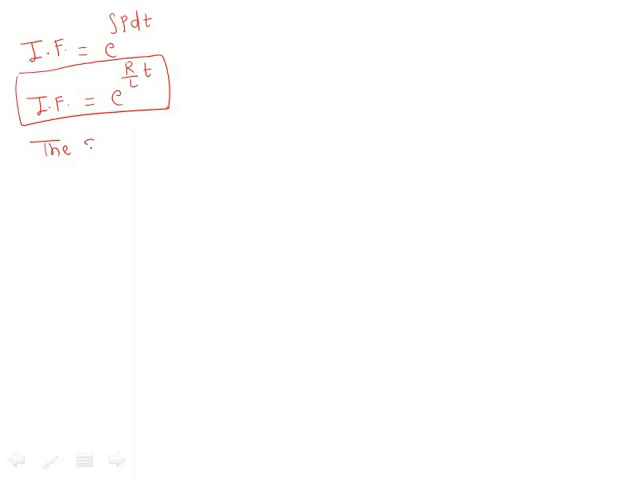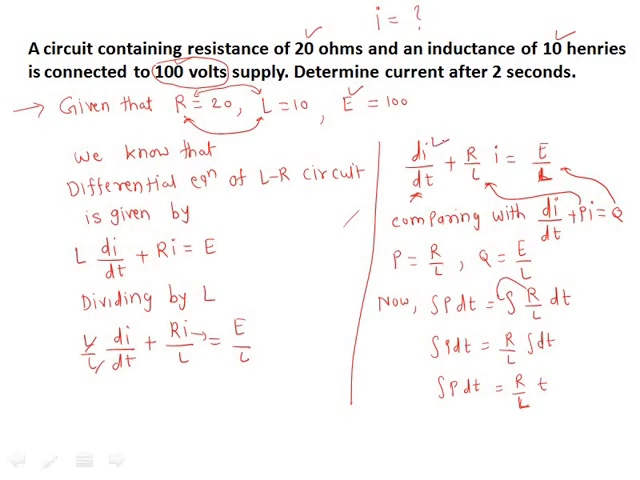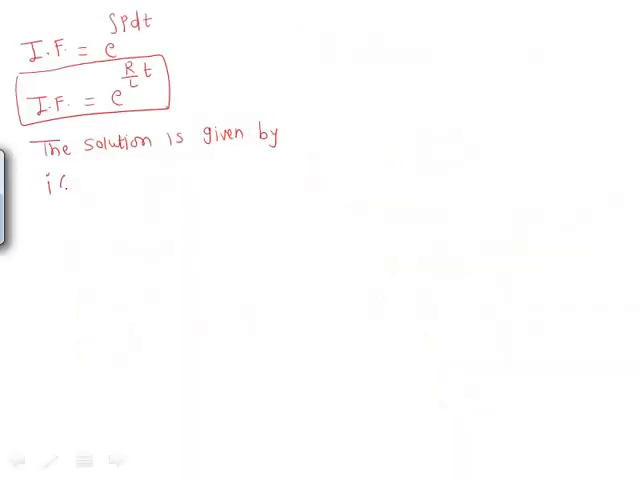The solution of this linear differential equation is given by, as we have already studied in unit number 3, the solution of a linear differential equation is given by, here I is there instead of y. So the formula is: I into IF is equal to the integration of Q into IF dt plus c. This c is the constant of integration. Here we have to put in the value of IF.